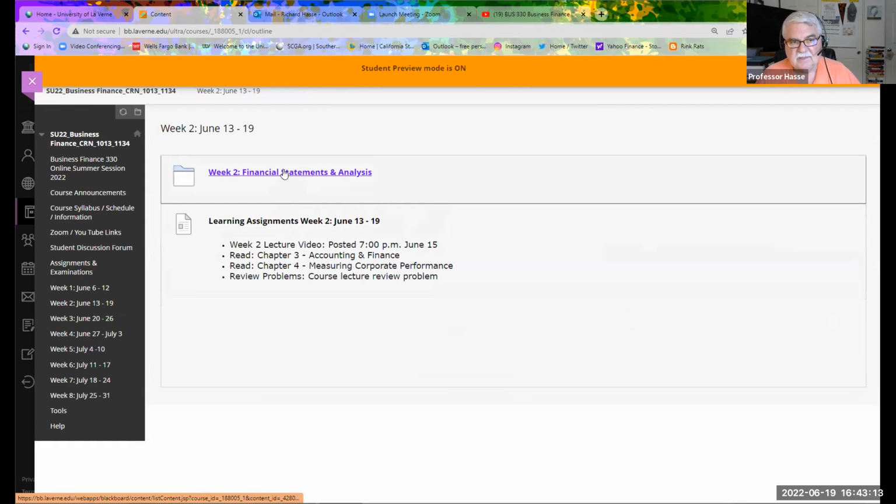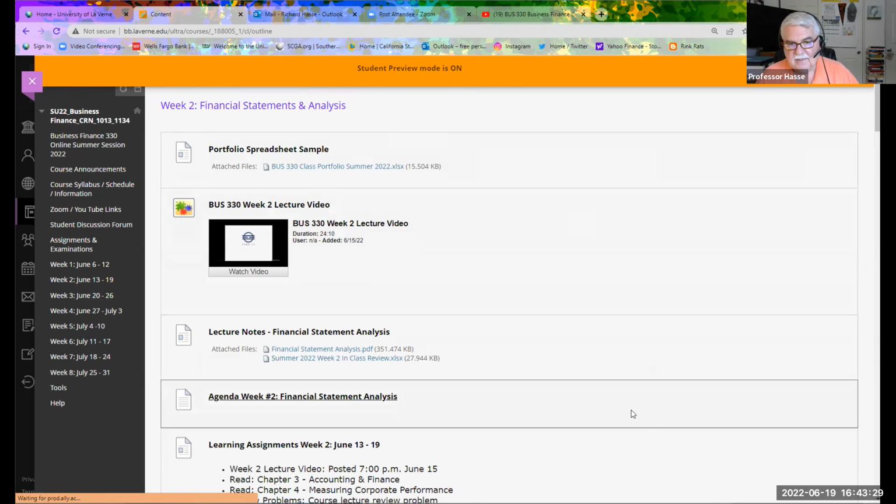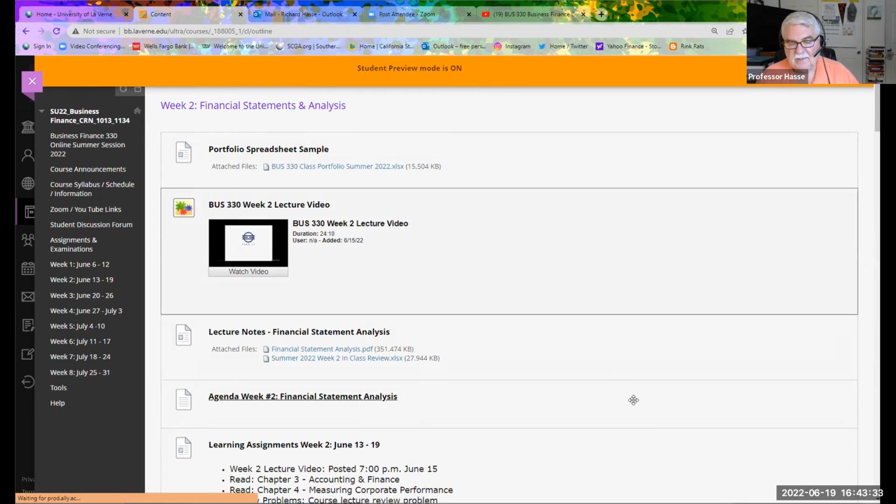Another point of interest is in week number 2. Here in our week number 2 file folder is a sample of our class portfolio in the spreadsheet format. I know some of you had to make some corrections to your portfolio, and please do so if you'd like. I will give you the extra points needed. But this is a spreadsheet of the portfolio. A couple things to note.